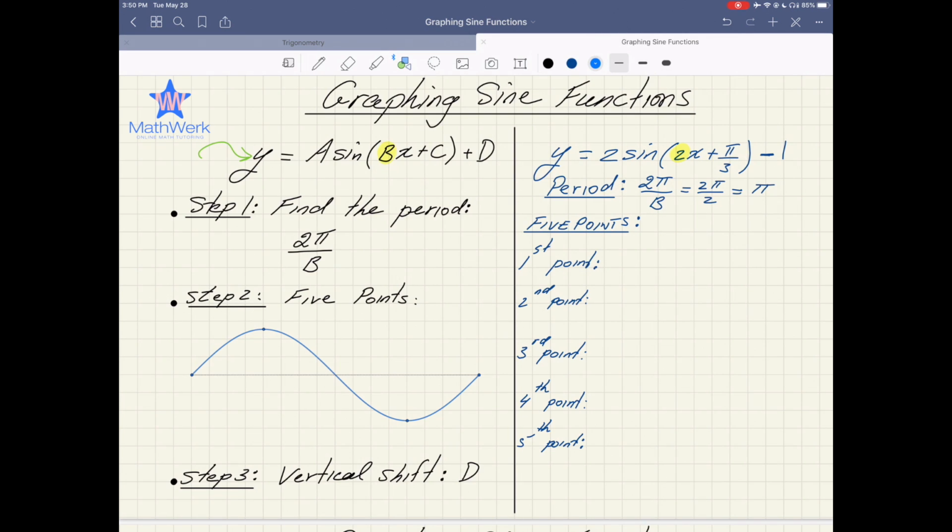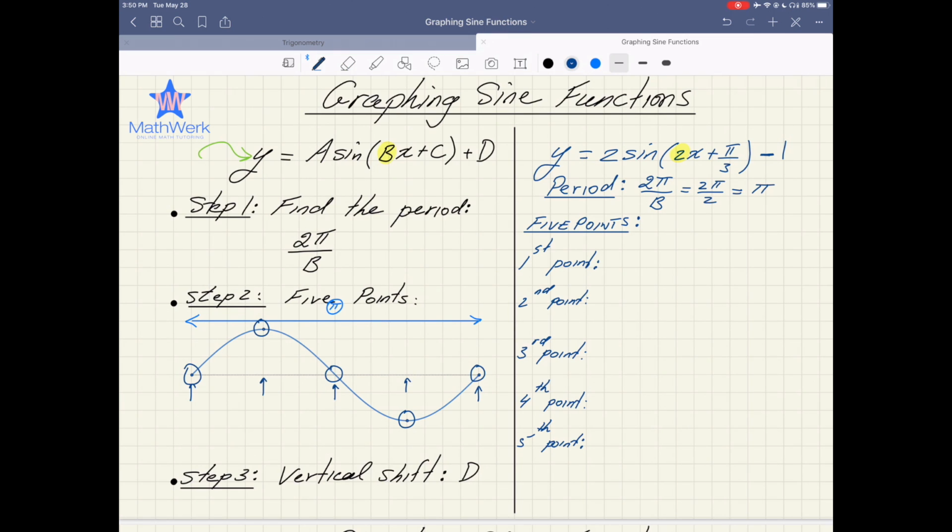So if I look at step 2 for a moment, if I look at the length of one cycle from the beginning to end, this would be pi. And that's our period. Okay, the next step is to find the 5 points. These are the 5 important points that make up one cycle. Now we're going to start by finding the x coordinates of these points. Okay, so let's do that. This is actually the x coordinate.